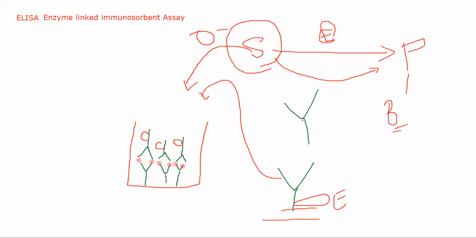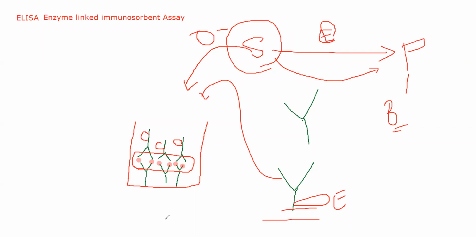All right, now depending on the intensity of that color, I can gauge or calculate the amount of antigens present in that particular sample. Okay, understood? I'll repeat once again just in case you did not understand.